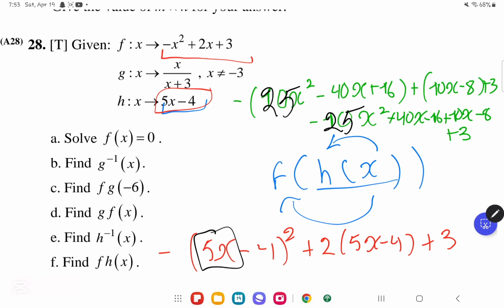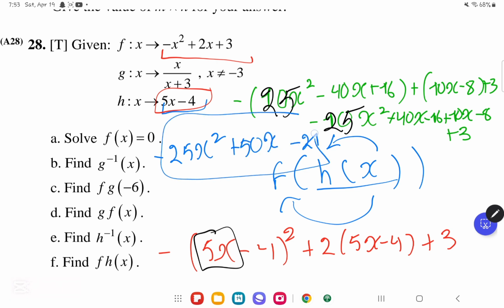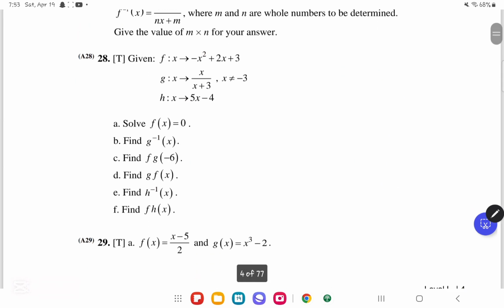So then after expanding, what value are you going to get? You're going to get minus 25x squared plus 50x minus 21. Very simply, this is the value of f of h of x. That is it for question 28 top.